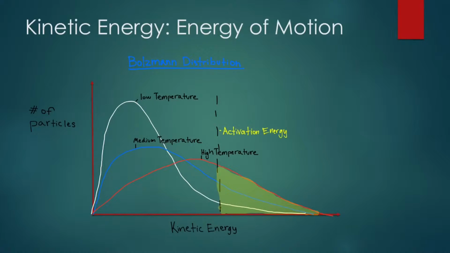Looking at the graph, you can tell solutions with higher temperatures and kinetic energies have more particles that are able to reach the activation energy. The highlighted section represents the number of particles with enough energy to react. The red line, representing the higher temperature and higher kinetic energy, has the most particles.